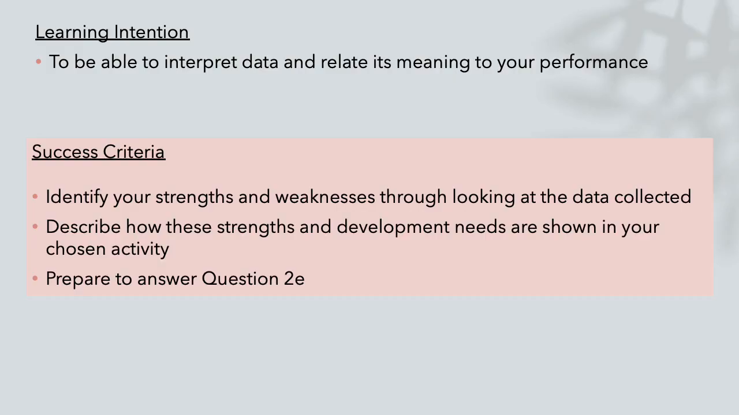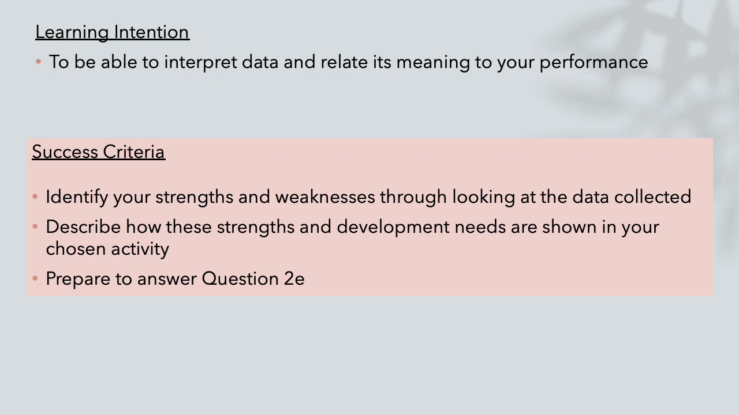And as you can see, the learning intention for this is that you should be able to interpret data and relate its meaning to your own performance. The success criteria is that I want you to be able to identify your strengths and weaknesses through looking at the data we collected earlier in the course, and then I want you to be able to describe how these strengths and your development needs or weaknesses are shown in your chosen activity.